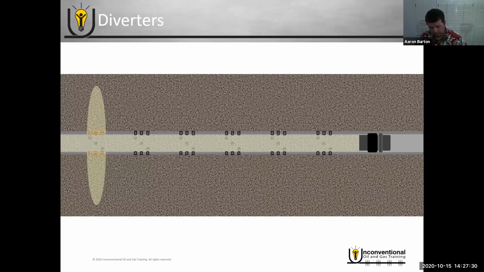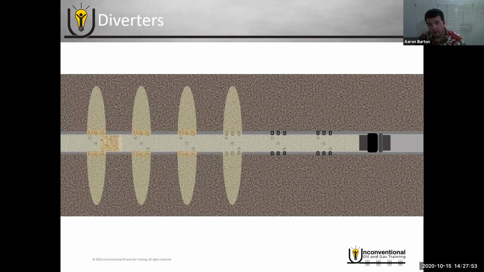And it blocks off and you can no longer pump into that cluster, and it forces the fluid to divert into another cluster. So you pump the amount of fluid and proppant that you want to pump out of that second cluster, and then you pump another diverter and block off near wellbore there, and then it diverts out of another cluster. And then you just repeat that process until you've done that for each stage.